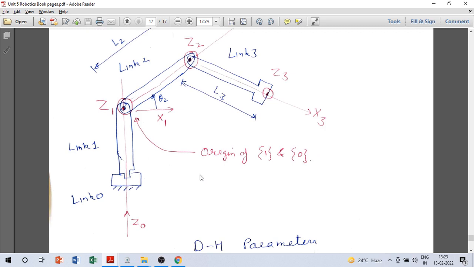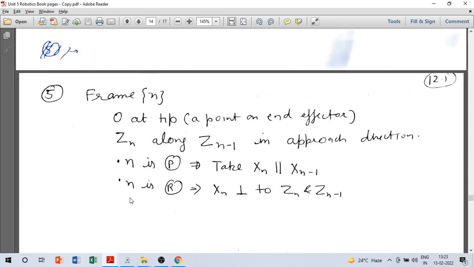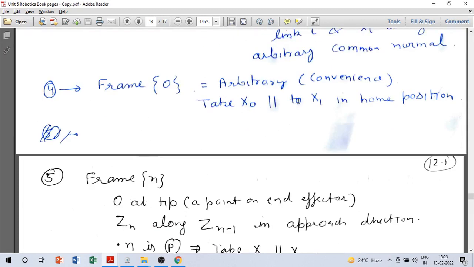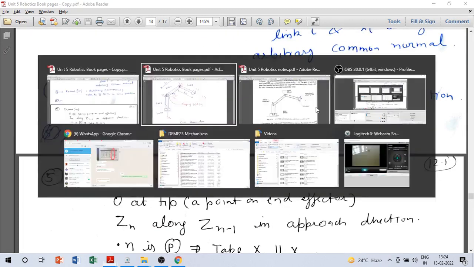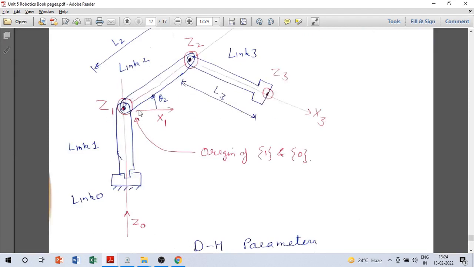And now we have to also assign x0. x0 is taken parallel to x1 in home position. We have x1 in this direction. We take x0 also in this direction. But another thing we have done is we have taken the origin of frame 1 and 0 at the same point.